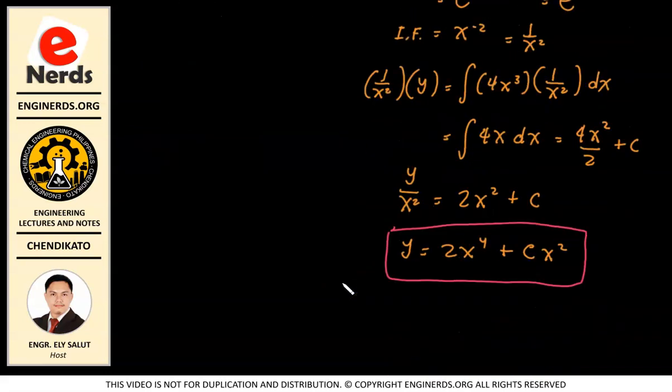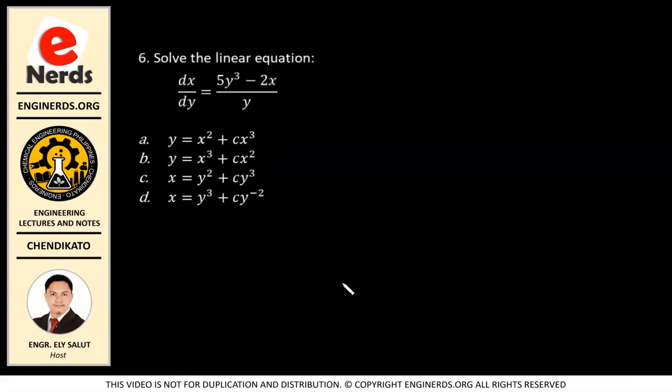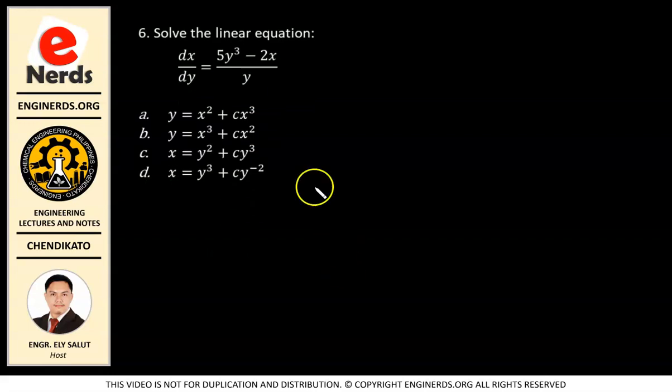Alright, so let's go to problem number 6, wherein we have to solve this linear differential equation. Okay, so I want you to take note here that we are taking the differential of x with respect to y. So, wag kayong ma-confuse dyan, no? Nagkabaliktad yung x and y natin in this case. So, we have dx over dy instead of dy over dx. Okay? Baka kasi malito kayo.